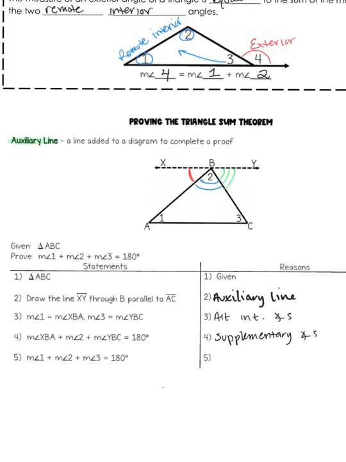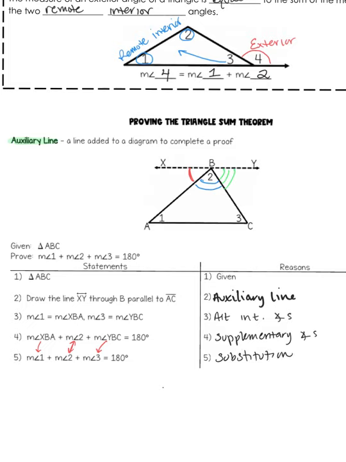And in the last line, it says the measure of angle 1 plus the measure of angle 2 plus the measure of angle 3 equals 180 degrees. Well, how did I go from line 4 to line 5? What happened here? The measure of angle XBA changed into the measure of angle 1. Angle 2 stayed the same. The measure of angle YBC changed to the measure of angle 3. So what happened is I substituted. I know that angle 1 is congruent to the measure of angle XBA, so I can just swap those out. So my final reason here is substitution.